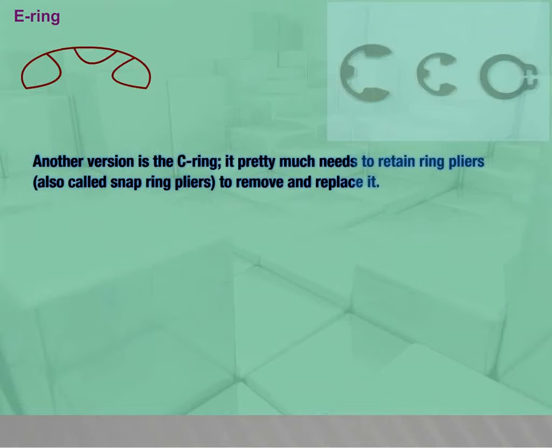Another version is the C-ring. It pretty much needs retaining ring pliers, also called snap ring pliers, to remove and replace it. Other joysticks use a bolt or nut for the retaining function.